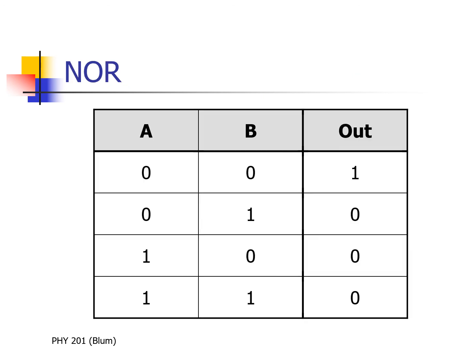When A was low and B was low, our output was high. When A was low and B was high, our output was low. When A was high and B was low, our output was low. And when A was high and B was high, our output was low. This is a NOR gate. So that previous circuit is the realization of a NOR gate.